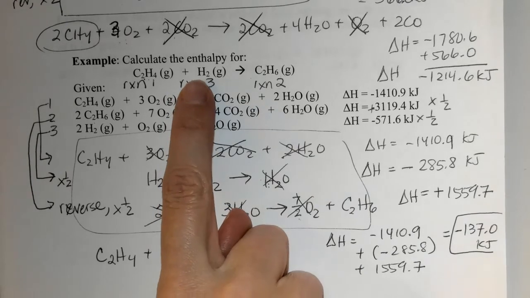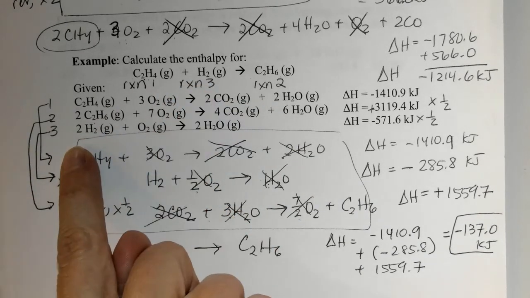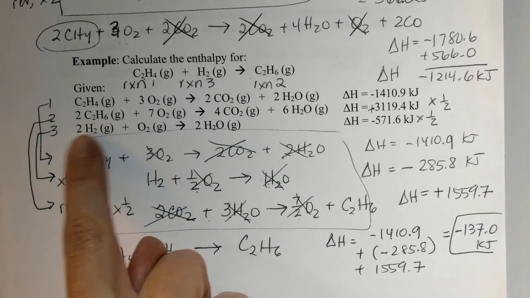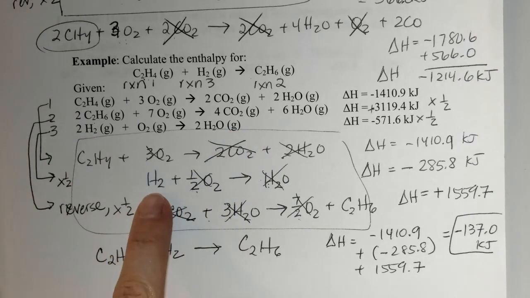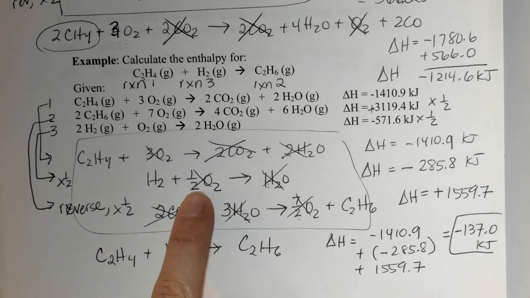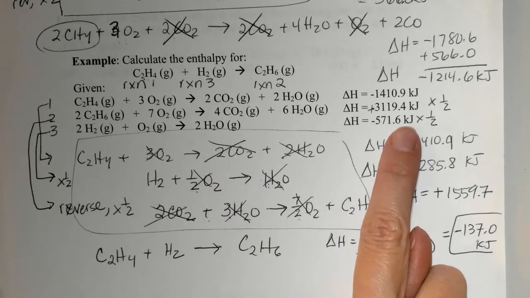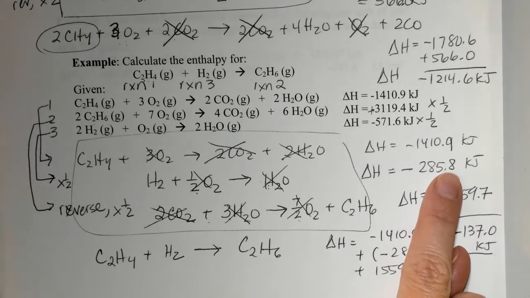Then the last thing, the hydrogen came from reaction 3. It was on the right side, but the wrong coefficient. So instead of 2, I only want 1. I take that reaction, multiply it by 0.5, or a half. So 2 hydrogens becomes 1, 1 oxygen becomes a half, 2 waters becomes 1. And so I just take that delta H and cut it in half, take half of it.